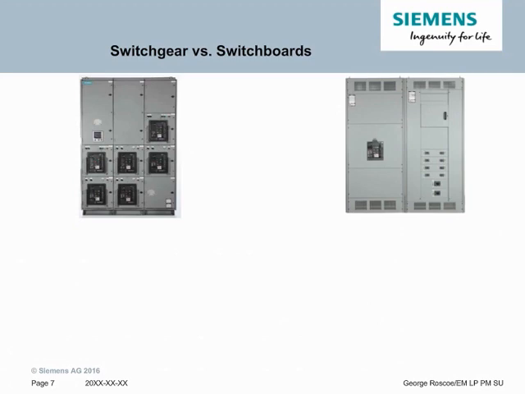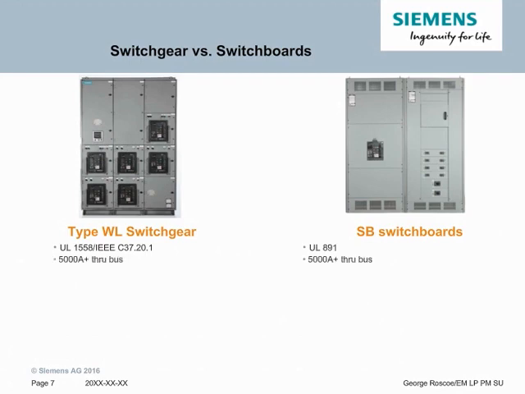They're very similar and they're different at the same time. Here are Siemens' two offerings. For switchgear, we sell type WL switchgear, and for switchboards, we sell SB switchboards. One way they're different is the standards they follow. Switchgear follows UL 1558, also known as IEEE C37.20.1, while switchboards follow UL 891.